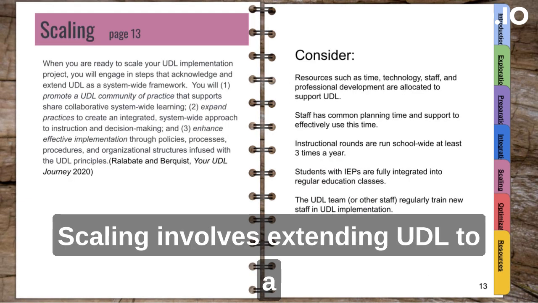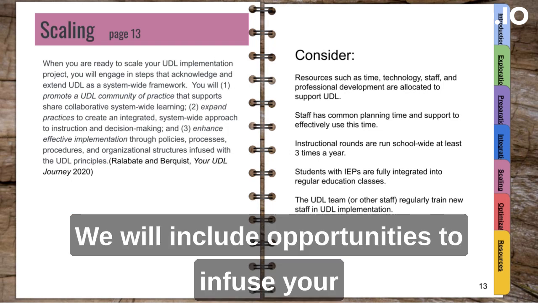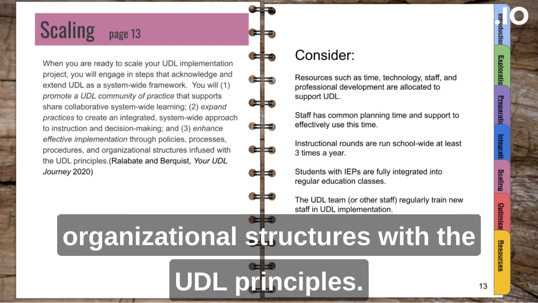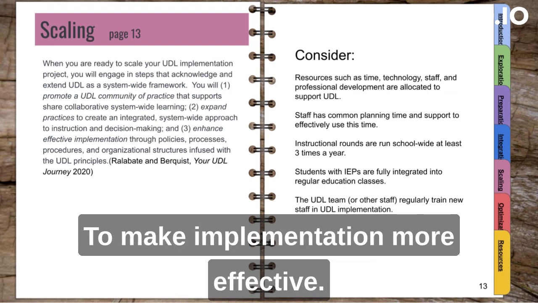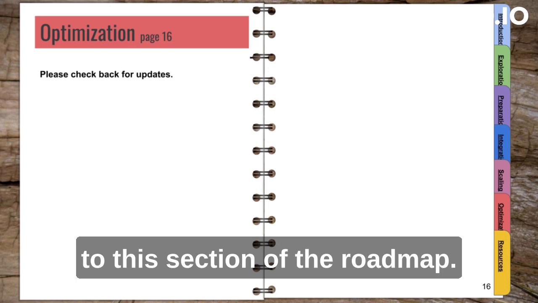Scaling involves extending UDL to a district or school's entire system. We will include opportunities to infuse your policies, processes, and procedures, as well as organizational structures with the UDL principles to make implementation more effective. Again, please check back here for updates to this section of the roadmap.